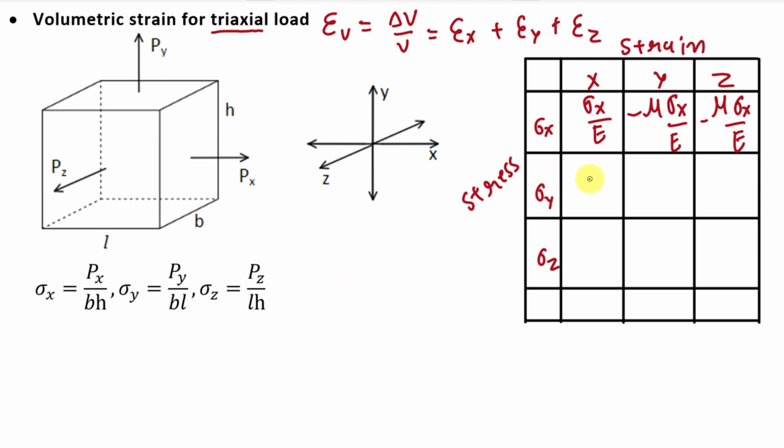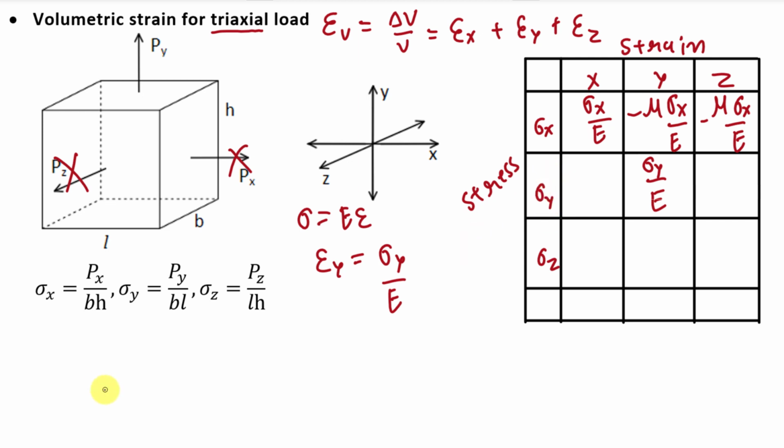Now we are going to find the value of strain in x, y and z direction due to stress sigma y. So at this time we are going to neglect these two loads and we will only consider this Py load applied in y direction. So this is the case of axial load. Now in this case, what is the value of strain in y direction? We know that sigma is equal to E into epsilon. So from here epsilon y will be sigma y, that is stress in y direction, divided by E. So it will be strain in y direction due to load Py, or we can say due to stress sigma y.